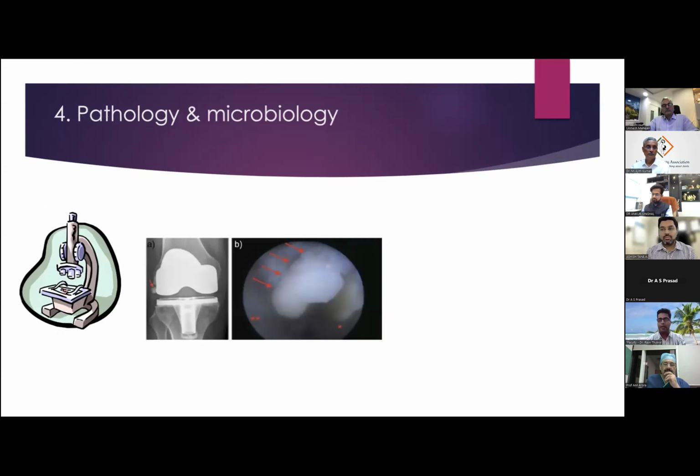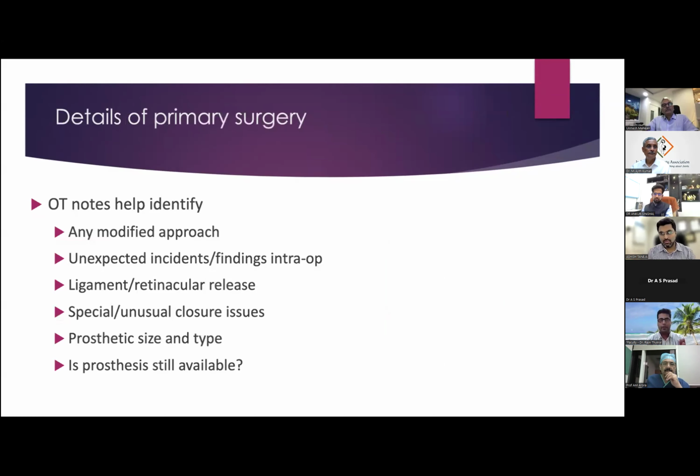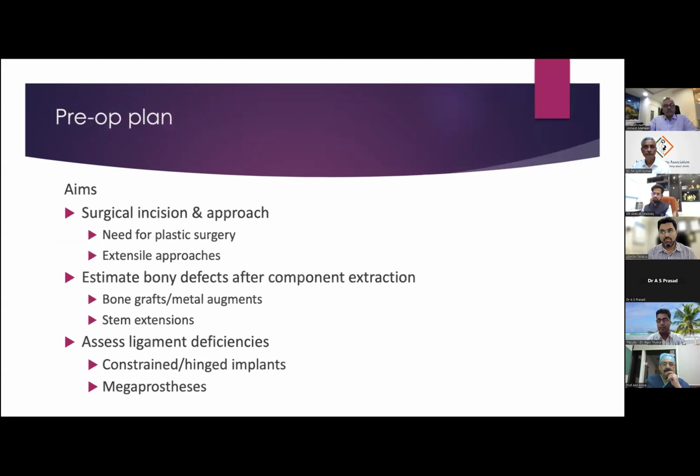Pathology and microbiology, of course, are very, very important in infection and where you're doubtful, and that is a separate chapter in itself. So the details of the primary surgery are very important. If you can contact the primary surgeon and get to know whether the surgeon who did the first surgery used any modified approach or had some unexpected findings or incidents happening in theatre, requiring certain releases or special closure. Also, know the size and type of prosthesis to know whether that prosthesis is still available. Many times you are stuck because of that.